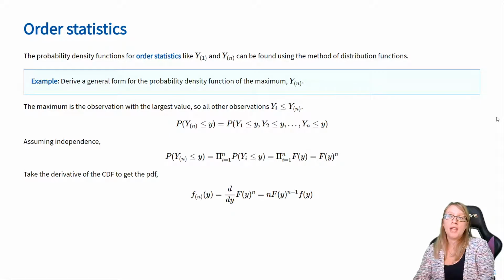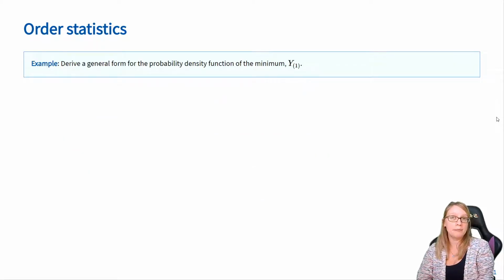So now that we have that CDF, we can just take the derivative to get the PDF. So the PDF of the maximum, f sub (n) in parentheses, again to denote the maximum of y. After taking the derivative and applying the chain rule, we get n times capital F of y raised to the n minus 1 power times little f of y. And that is how we get the distribution of the maximum.